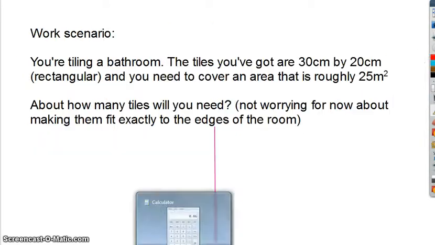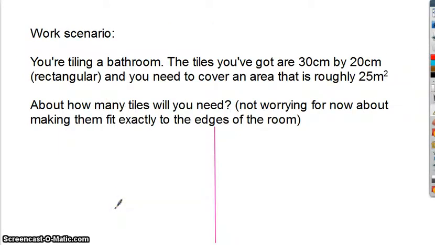Okay. So the last thing we're going to do is a work scenario. We're tiling a bathroom. The tiles we have are 30 centimetres by 20 centimetres, which will make them rectangular, and we need to cover an area that's roughly 25 metres squared. So we just want to know roughly how many tiles will we need, not worrying for now about making them fit exactly to the edge of the room or anything like that, just roughly how many we're going to need. So pause the video again, have a go on your own, and then check back in a couple of minutes and see whether or not we've got the same answer.